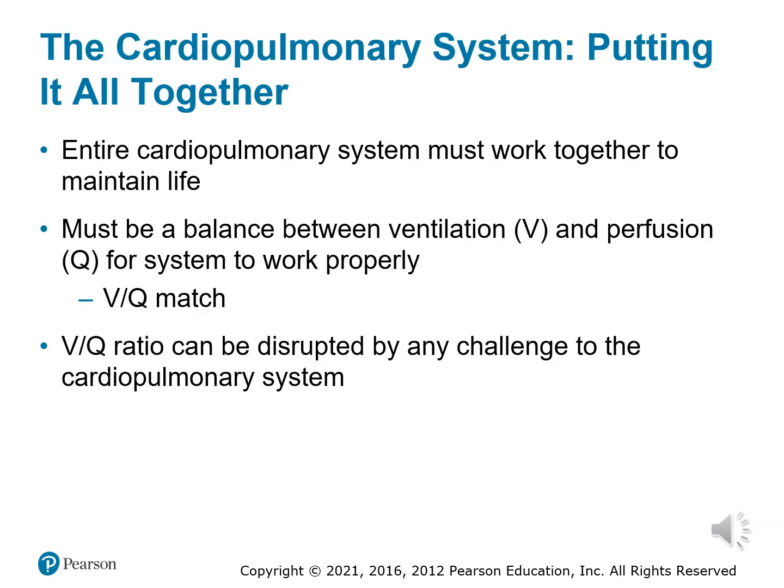So the cardiopulmonary system, putting it all together. The entire cardiopulmonary system must work together to maintain life. It must be a balance between ventilation and perfusion for the system to work properly. So they have the VQ match. The VQ ratio can be disrupted by any challenge to the cardiopulmonary system.